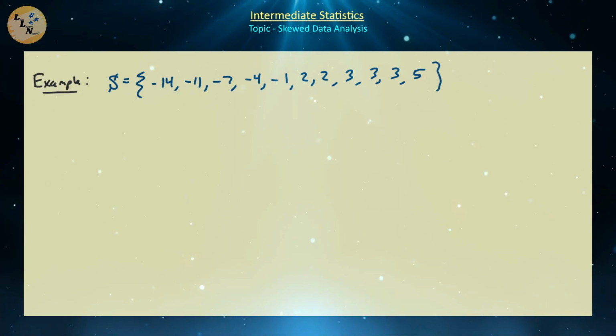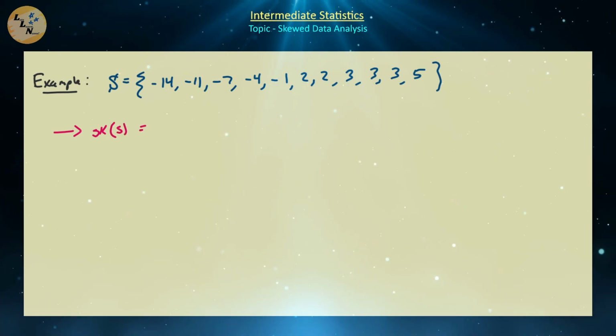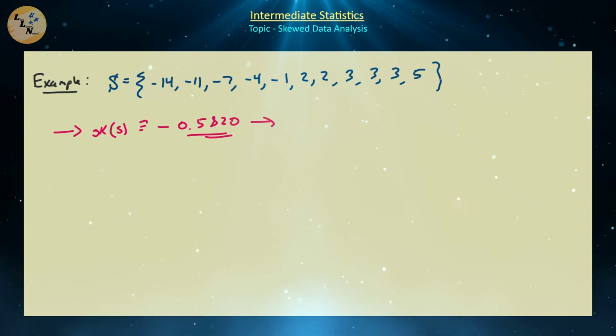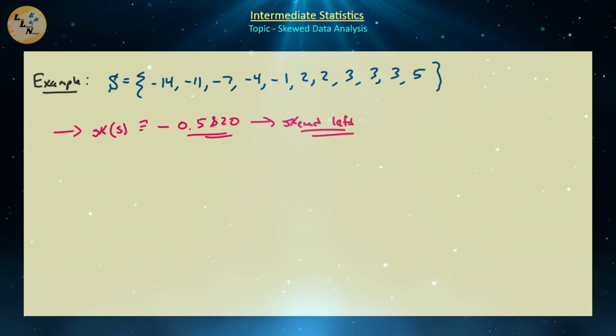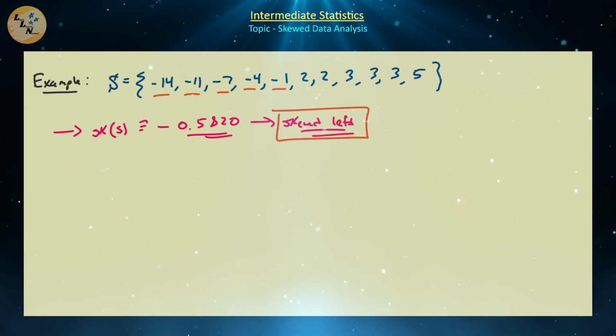Now let's consider this little set we have here. So one can calculate the mean, median, and standard deviation and find that the skewness of this data set is going to be equal to approximately negative 0.5820. Therefore, we have evidence to believe that the population this was sampled from is skewed to the left. Now, these negative values may pose a concern to you at first, but you're going to see that it doesn't change anything, at least for this particular scenario, because this is a skewed left distribution.